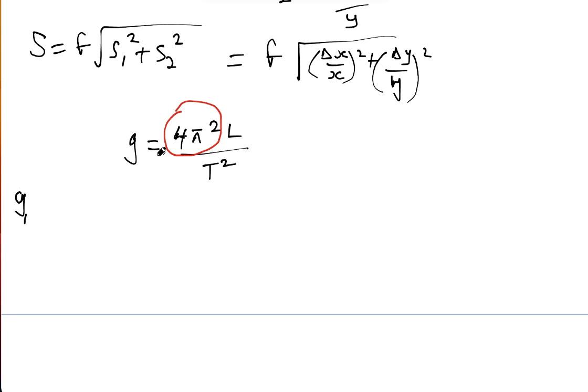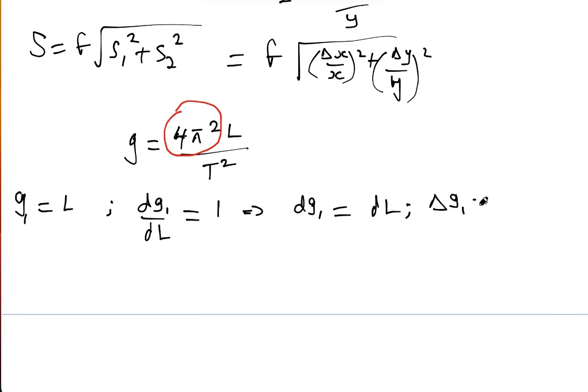G1 will depend only on L, so forget about the period part. You can see L is on top, so G1 equals L. Find the derivative of G1 with respect to L, and that gives 1. If you differentiate L, you have 1. Then you can cross multiply, so dG1 equals dL. With that, you can easily see that your change in G1, your error in G1, is the error in L.